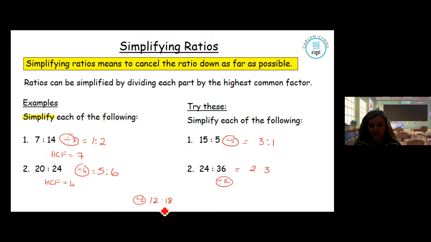I can say, okay, well, they're both even again. So 2 must go into them both again. So I'm going to halve them both again. That would give me 6 to 9. Now I can't halve both of them because I never want to go into decimals.